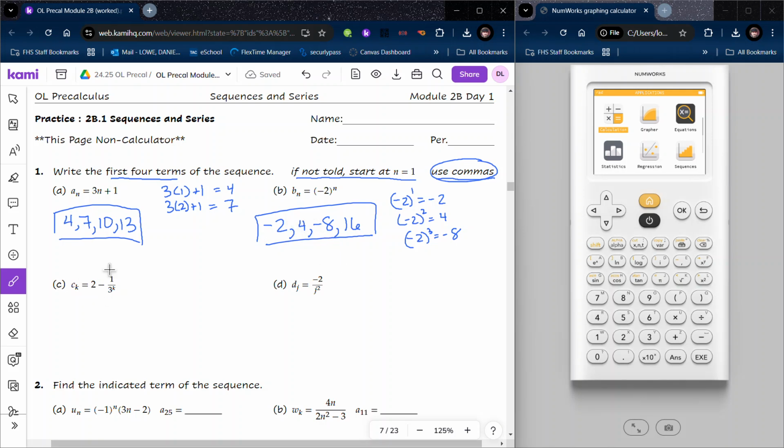All right, for C, I have 2 minus 1 over 3 to the k. Once again, I'll start with my counter at 1. So I have 2 minus 1/3, then I'll have 2 minus 1/9, then I'll have 2 minus 1/27. And I just need to separate my terms with commas. So I want to be careful about this. And I don't need to simplify the work if I don't have a calculator, but I certainly could.